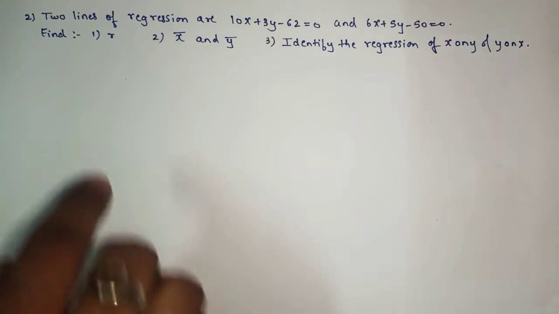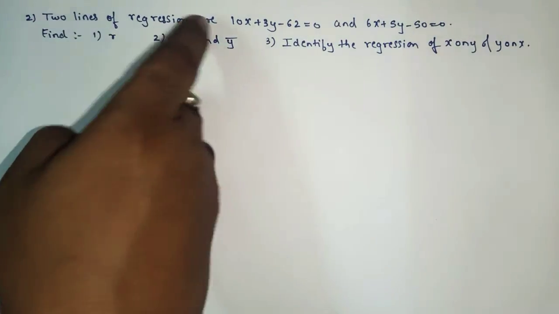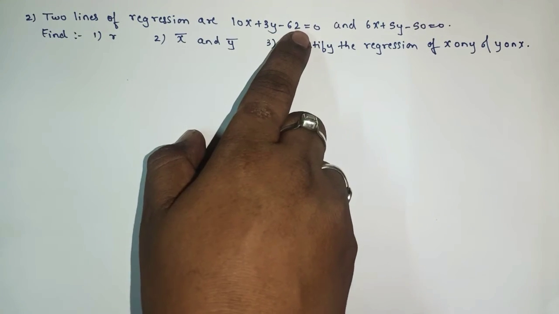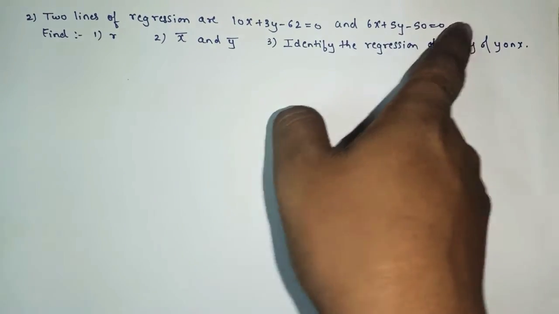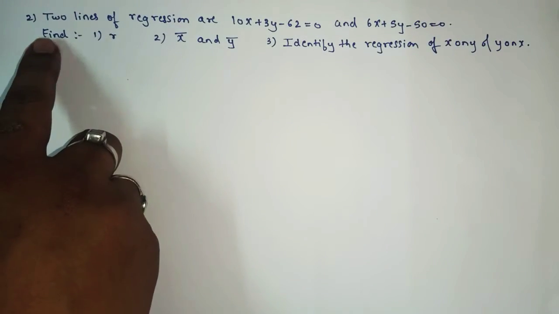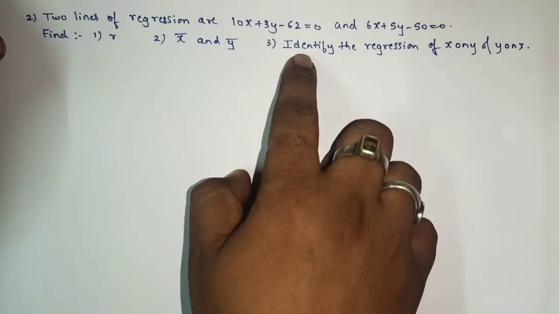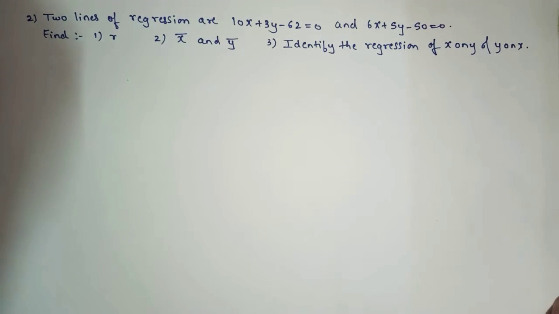So now we'll see the second example. Here it is given that two lines of the regression are 10x plus 3y minus 62 equal to 0 and 6x plus 5y minus 50 equal to 0. And then you have to find the value of r, then x mean, y mean, and then you have to identify the regression x on y and y on x.